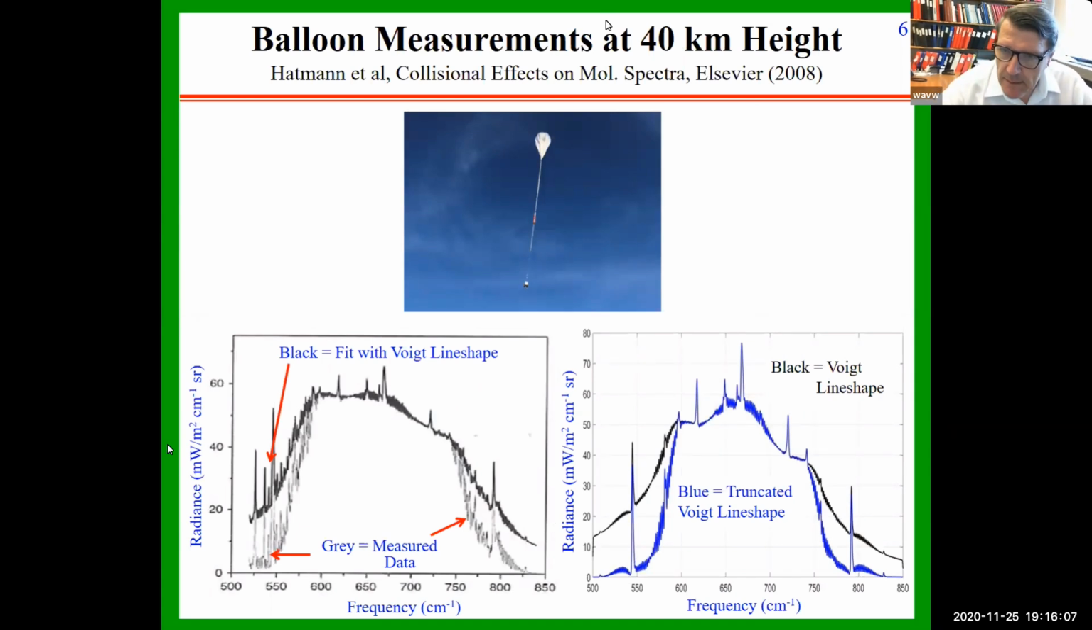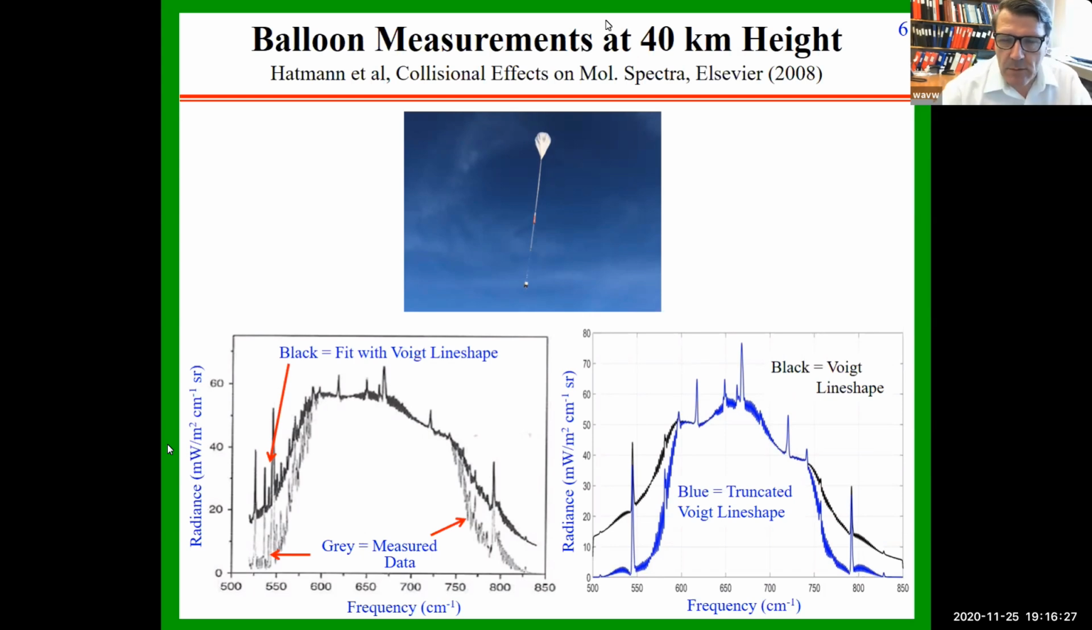One of the ways that people get measurements of the high atmosphere is they have a balloon. So here I got a picture of one. This is a balloon that can go to very high altitudes, about 40 kilometers. There is then an instrument that hangs from the bottom of the balloon.